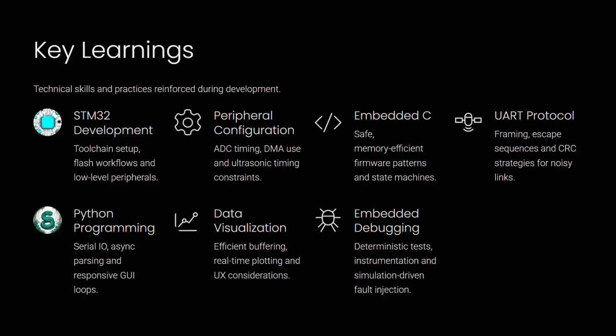Key learnings from this project. Throughout the project, I got hands-on experience in several important areas of embedded system engineering. This includes STM32 programming, firmware development, firmware configuration, embedded C programming, UART communication, and Python application development. I also learned how to visualize live embedded data using graphs and dashboard components, as well as how to organize software into modular components for maintainability.